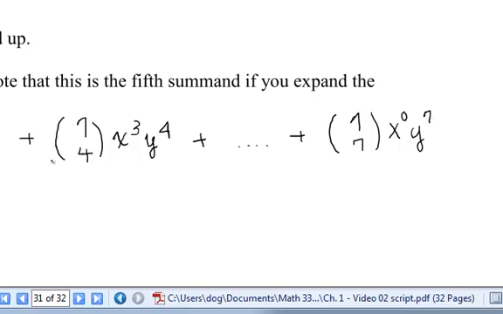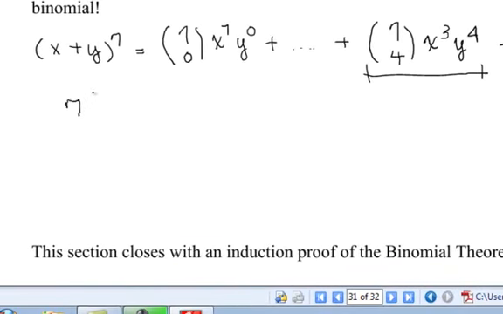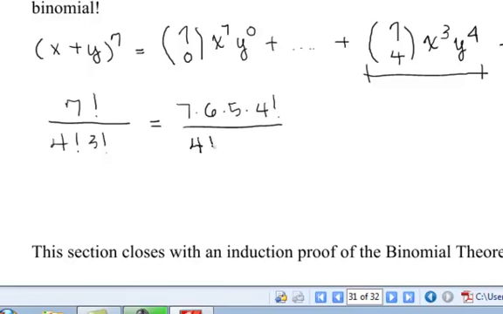So this is the one I want to focus on. That would be 7 factorial over 4 factorial, 3 factorial. So that's 7 times 6 times 5 times 4 factorial, and 3 factorial is 6. So that's 7 times 5. So this will be 35x^3 y^4.